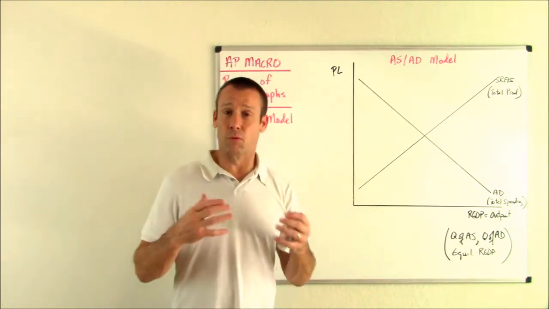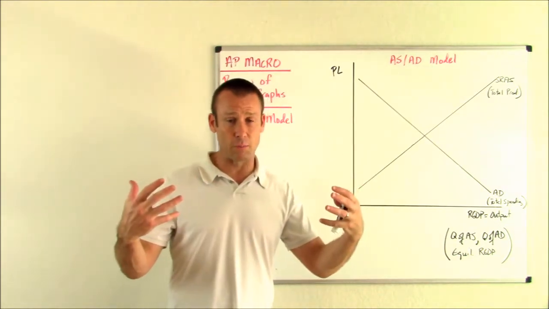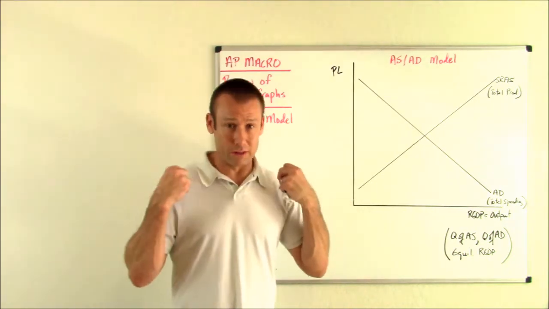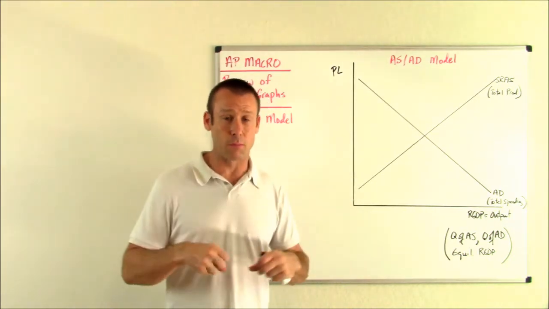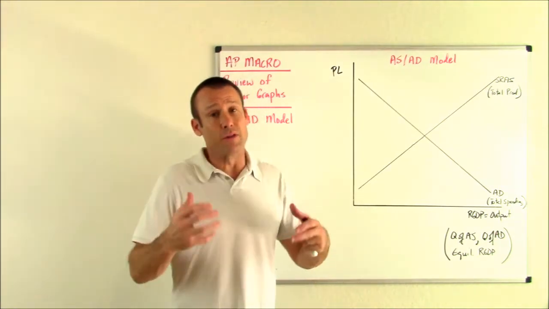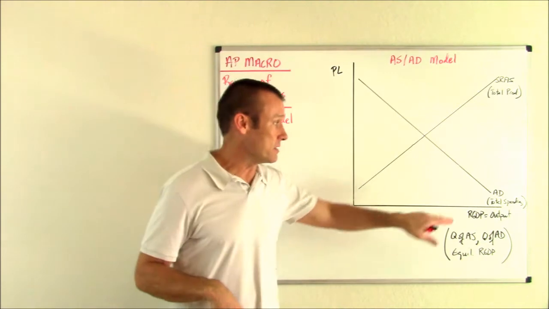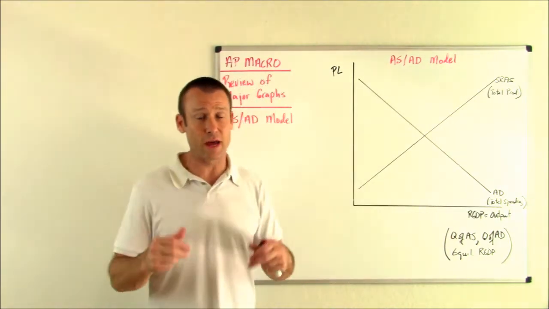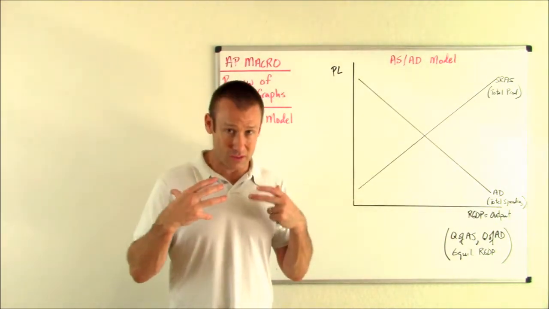Price level goes up. Hey, that's the price of the stuff we buy going up. We're going to need more money. We're going to demand more money. When we demand more money, that's going to drive interest rates up because the price of money is going to go up. When the interest rate goes up, investment, another type of spending, guys, is going to go down. Quantity of AD is going to go down, okay?